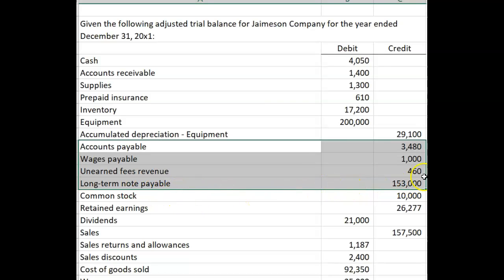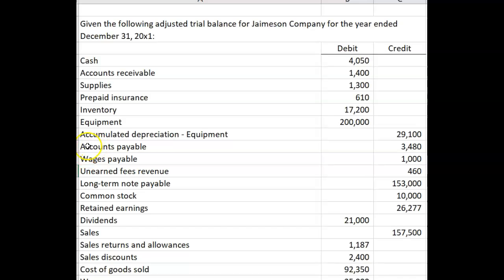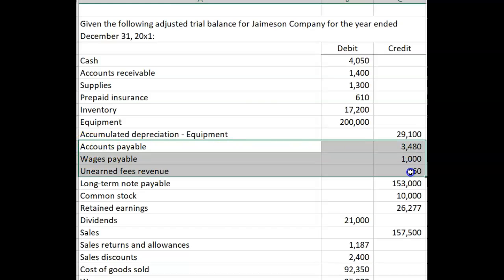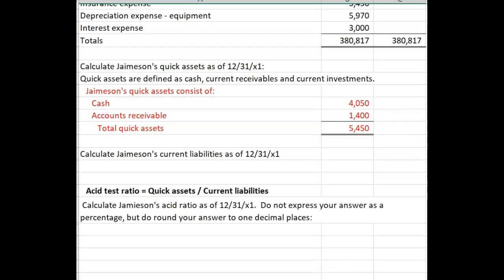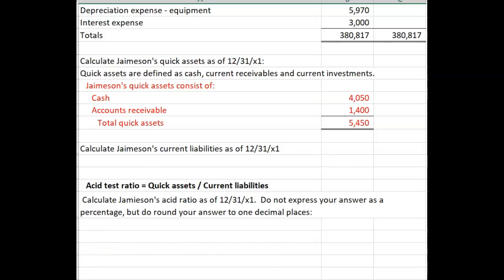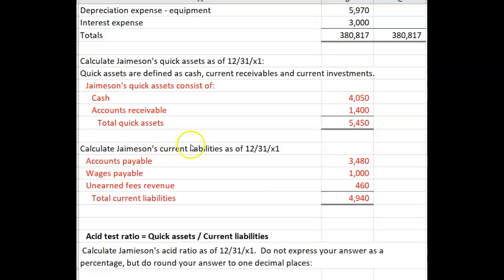So Jamison's current liabilities then consist of accounts payable, $3,480, wages payable, $1,000, and unearned fees revenue, $460. So Jamison's current liabilities are $4,940.